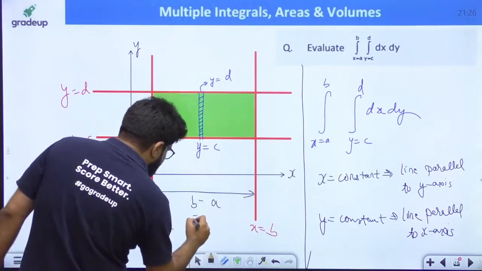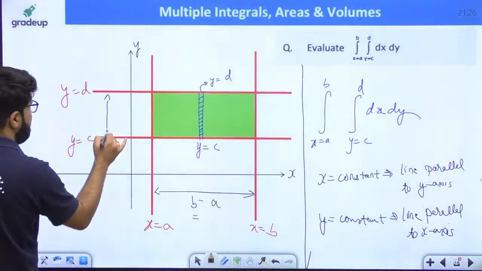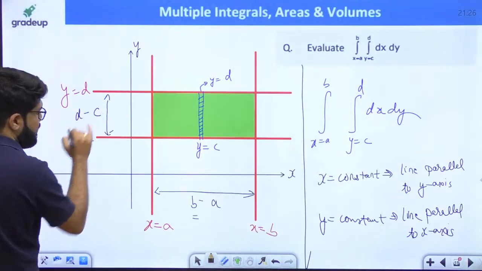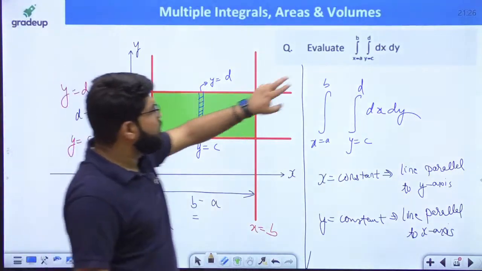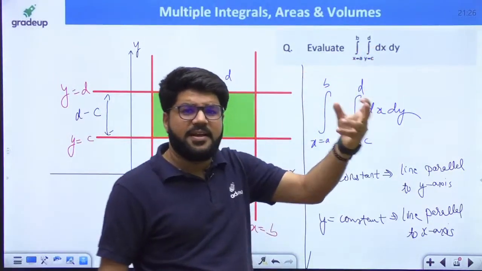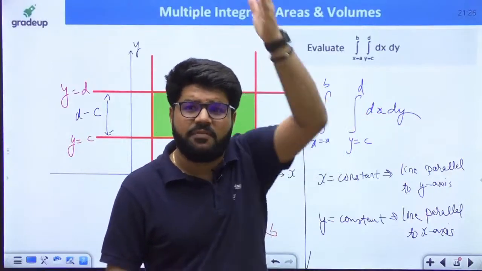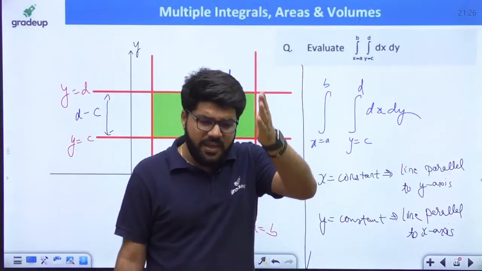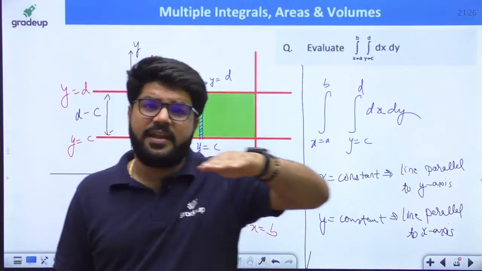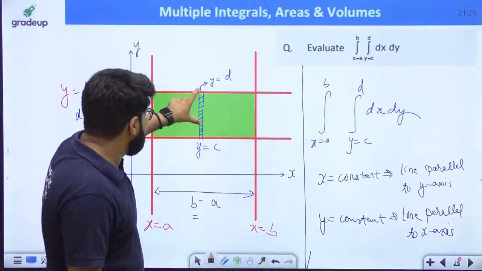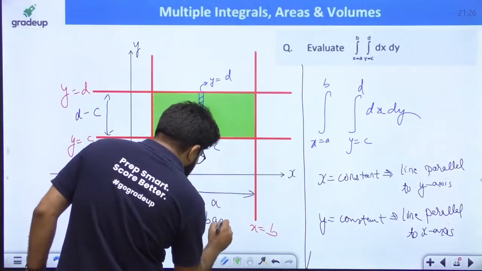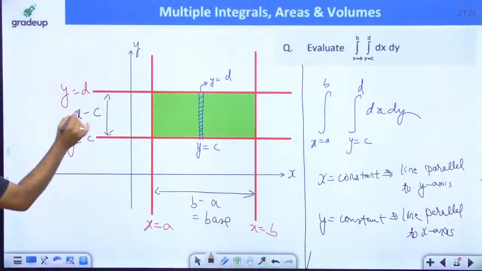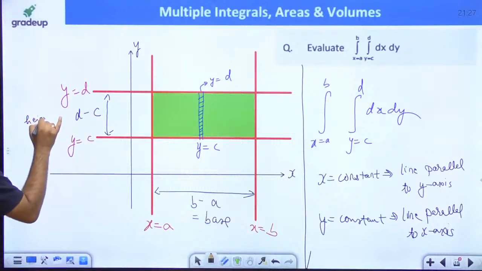B minus a. Okay, and this integral is giving you what? D minus c. Okay, so one of the integrals, because there is no function involved, directly integral dy is y, integral dx is x, and one of the things we are getting is a height, another thing we are getting is a base. This integral gave me b minus a. That is the base here, and the other integral is giving me d minus c, and that is basically the height here.